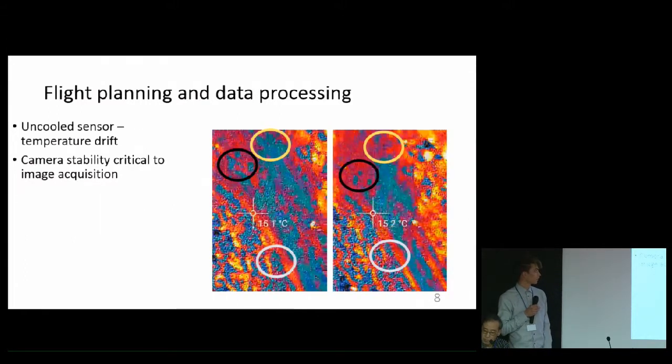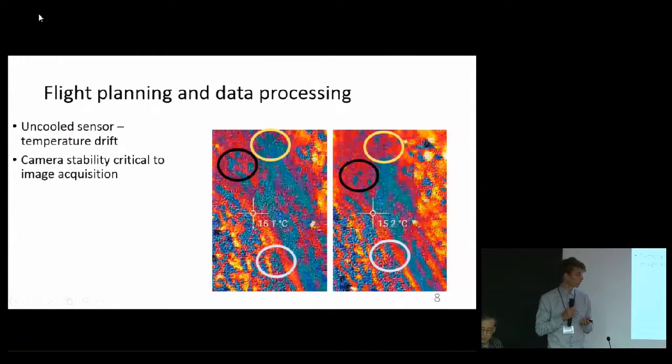Another challenge is that most, if not all, thermal cameras use something called an uncooled sensor. So there is not a device on the camera that actively cools the sensor. Over time, there will be a temperature drift. We can see some examples of this here. There are two images of the same area, very close to the same area, and I created some circles just highlighting some of the key differences between these two areas, because of what I think is a temperature drift, but it could also potentially be viewing angle differences, for example.